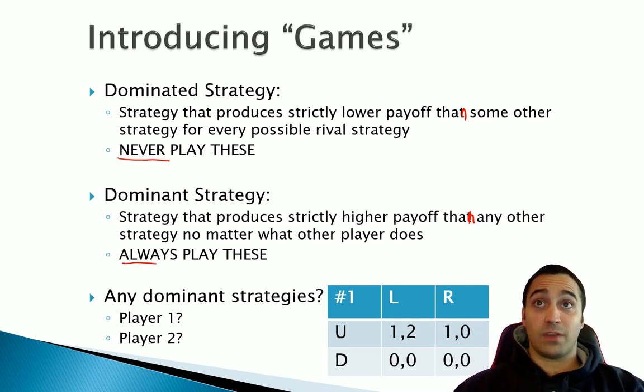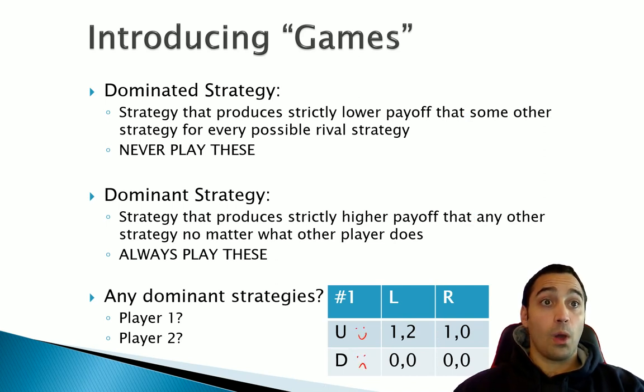All right, so looking at the definition, player 1 has a dominant strategy if they have a strategy that produces strictly higher payoffs no matter what the other person does. You'll note that up is strictly better than down if player 2 plays left, and up strictly dominates down if player 2 plays right. So it looks like up is a dominant strategy for player 1. Similarly, 0 is strictly worse than 1, and 0 is strictly worse than 1. Therefore, player 1 has a dominated strategy, down. So I'm going to put a frowny face. This is dominated, and this is dominant.